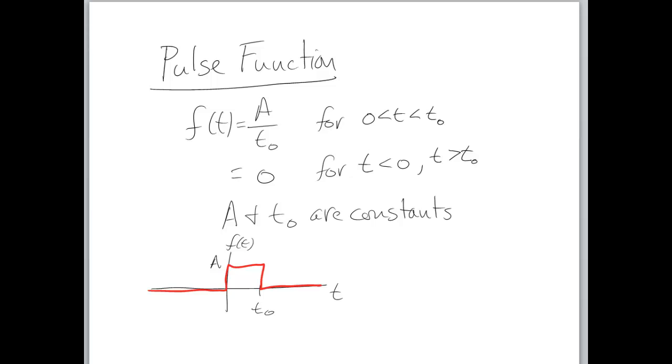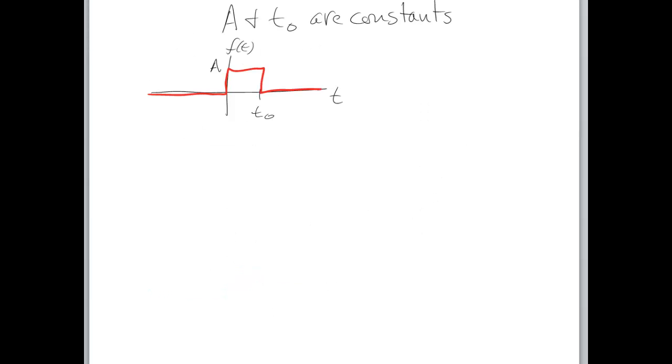For time less than 0, our function is 0. At time 0, the function steps up to a and stays at a until some time t sub 0. At that time, the function drops back down to 0 and continues on to infinity. So in this case, we'll be taking the Laplace transform of this pulse function.